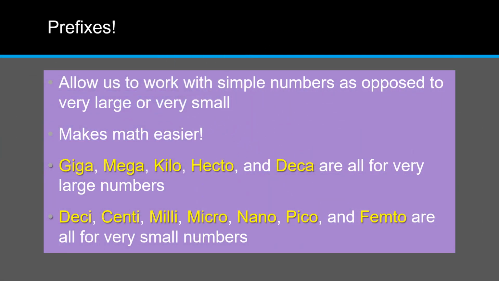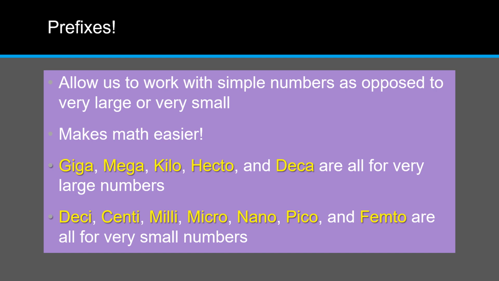Now, if you looked ahead in your notes, you might have seen the answer is prefixes. Prefixes allow us to work with simple numbers as opposed to very large or very small numbers. It does make our math quite a bit easier. And if you weren't aware, we do quite a bit of calculations in chemistry. We're going to be using our calculator almost every single week in class.